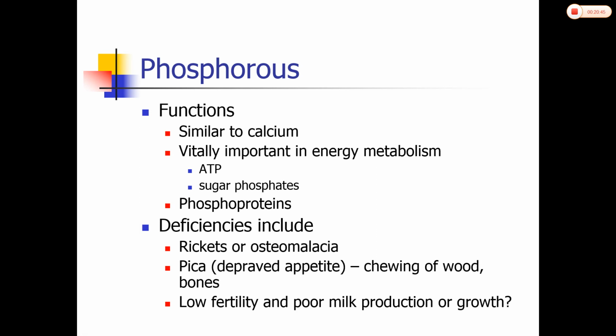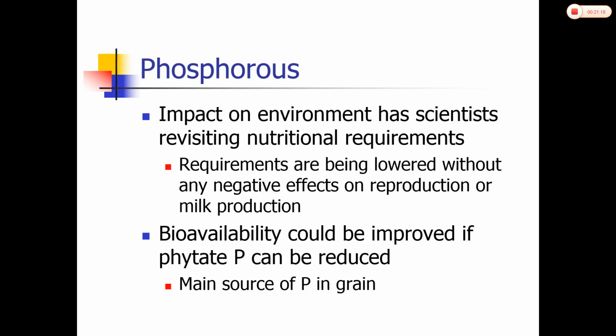So phosphorus is very similar to calcium, and it is important in the energy metabolism, particularly the adenosine triphosphate, ATP, which gives rise to energy, or sugar phosphates, or the phosphoproteins. So the deficiency of phosphorus also includes rickets and osteomalacia, and in case of some animals, the depraved appetite, or pica, wherein chewing of wood or the bones is seen, and the low fertility and the poor milk production are also due to the deficiencies of this.